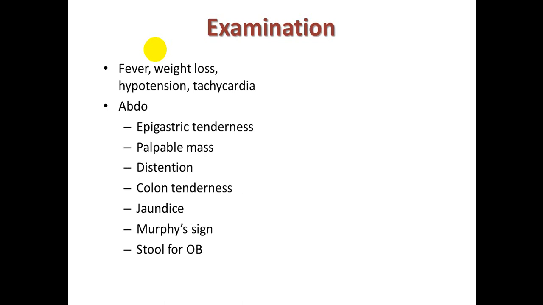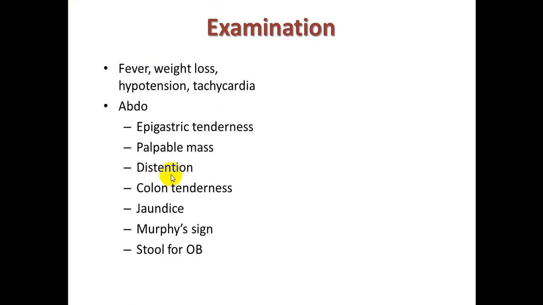What about examination? Fever, weight loss, hypotension, tachycardia. These are significant features of underlying pathology. Fever: an infectious cause should be excluded. Lymphoma, weight loss: malignancy should be excluded. Hypotension: you should search for volume depletion and electrolyte disturbance. Abdominal examination: epigastric pain and tenderness could clarify an underlying surgical cause of abdominal pain.